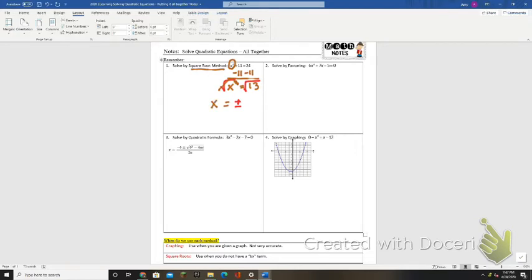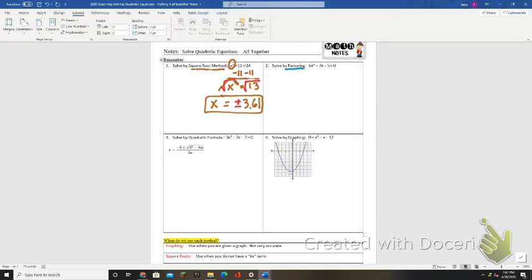The square root of 13 you're going to do on your calculator, and you're going to get 3.61 if you round to the nearest hundredth. You will use your calculator for all of these problems. Photomath doesn't use the calculator, so make sure you guys are. The next set of directions say solve by factoring.